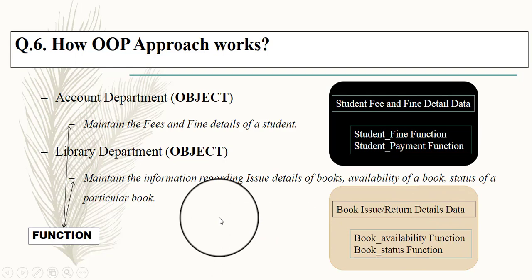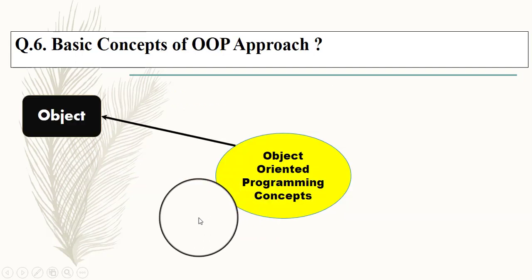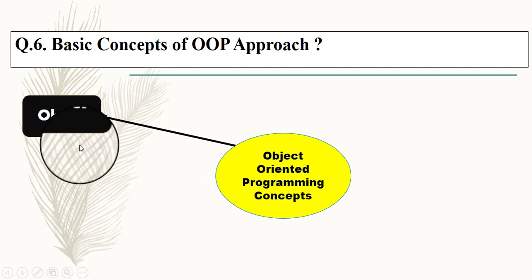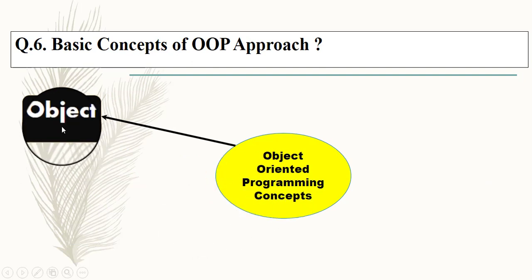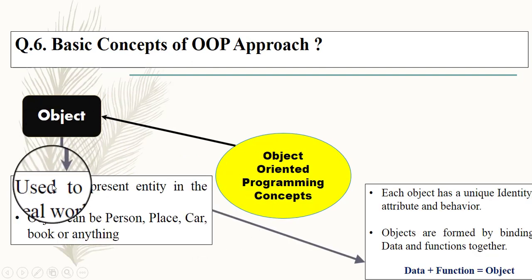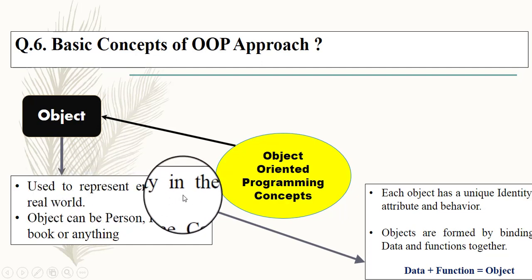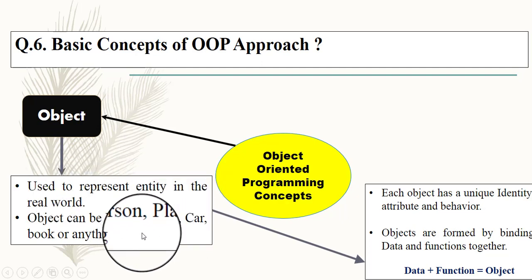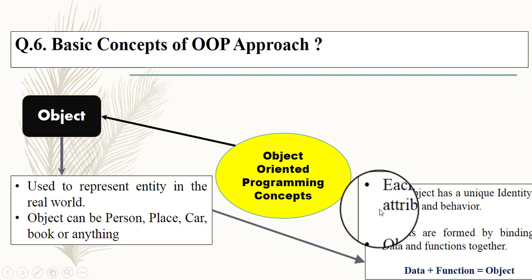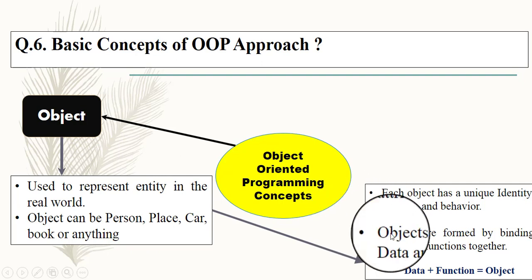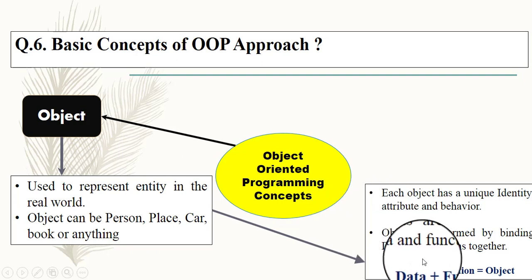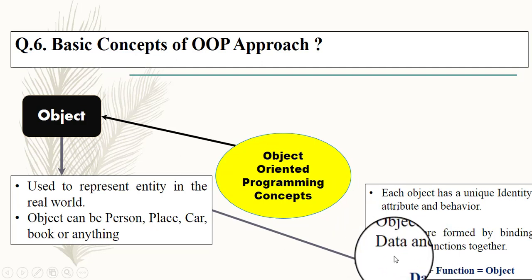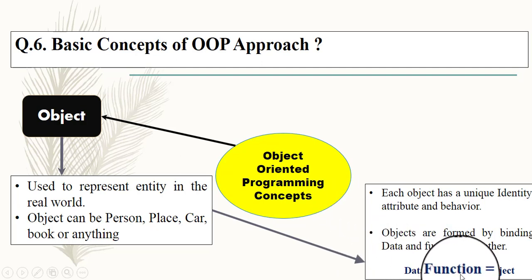Let's discuss the basic concepts of the object-oriented programming approach. The first concept of an object-oriented programming approach is the object. Objects are used to represent an entity in the real world. The object can be person, place, car, book or anything. Each object has a unique identity, attribute that is properties and behavior. Objects are formed by binding data and functions together. Data plus function equals object.